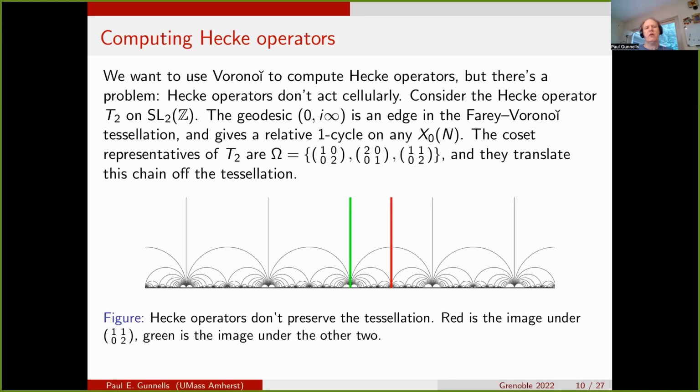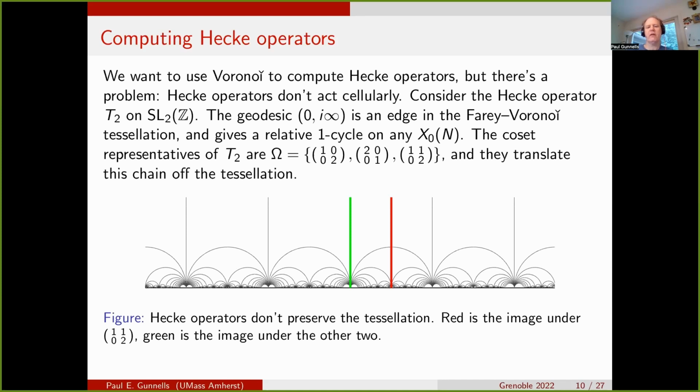Okay, so we're going to want to try to use Voronoi. We have our Voronoi complex and Koecher complex over number fields, and we want to use that to compute cohomology in various ways. So we naturally want to use that to compute Hecke operators. But there's a big problem that you face immediately when you want to do that, and that is that the Hecke operators do not act on those cell complexes. If they acted by moving cells around in some reasonable way, then we would be able to write down the action. But they don't preserve the cells.